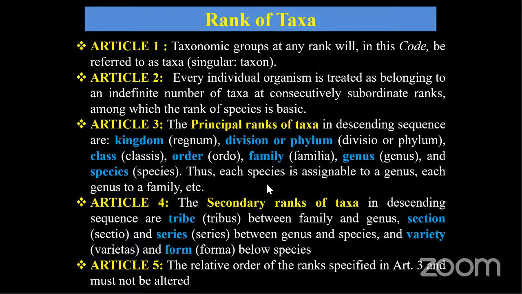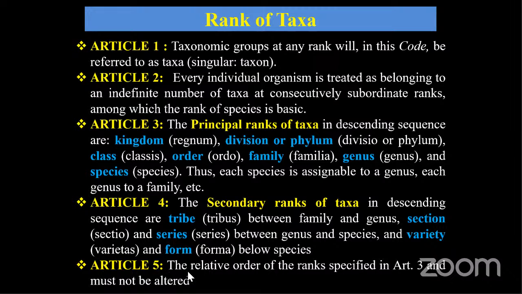So these are the principal ranks, which are coded by Article 3, and Article 4 codes the secondary ranks of taxa. Say for example, tribe, which is present in between the family and genus. Actually, this tribe category has been decided by the ICN in between family and genus. Section and series in between genus and species. Variety and forms below the species level. So these five ranks are considered to be secondary ranks.